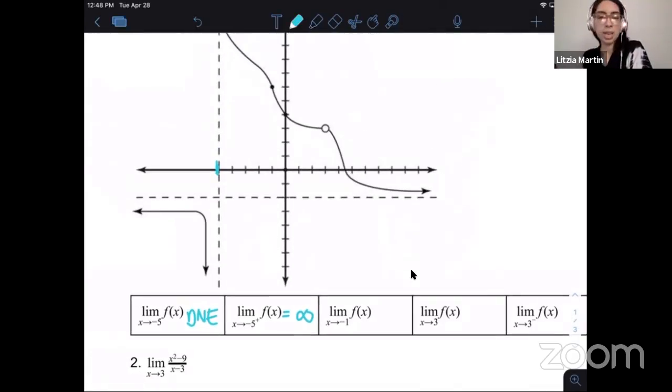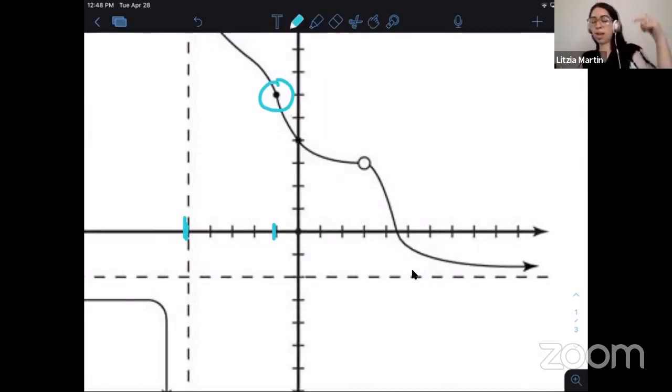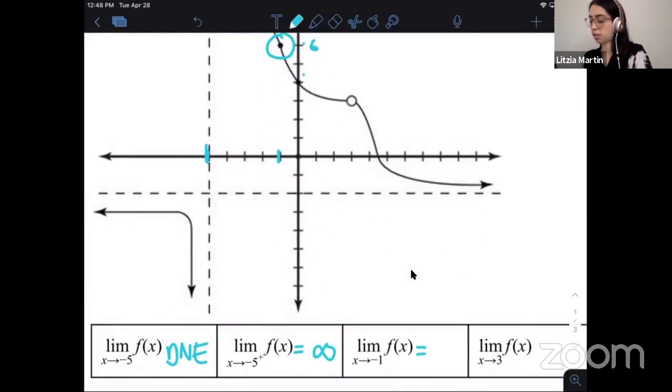Next, we have the limit as x approaches -1. So -1 is right here. We have that point there. We see that both sides are meeting at that same point, and that is at a y value of 1, 2, 3, 4, 5, 6. So our limit will be 6.